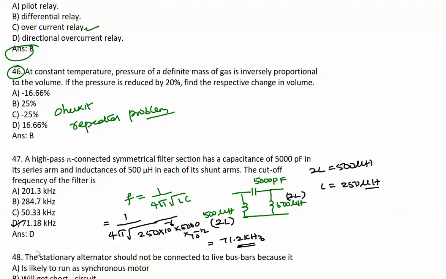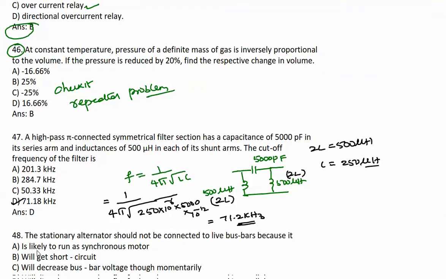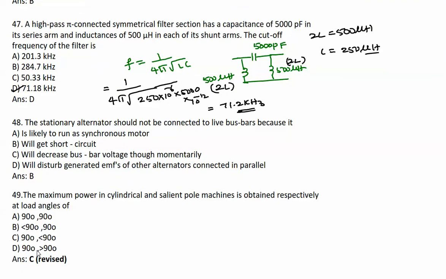We will move to the next question. Now 48th question here. The stationary alternator should not be connected to the live bus bar because it will get a short circuit. Why? Because stationary alternator means there is no energy conversion. So the stationary alternator is going to act as a short circuited winding. So we will get a short circuit here.